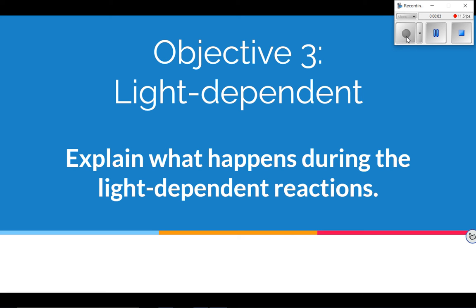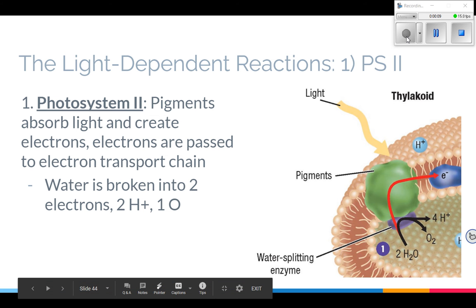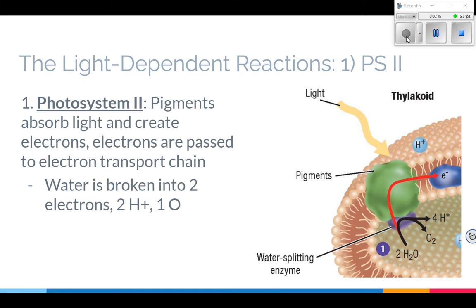Hi! Today we're going to talk about the light-dependent reactions, so step 1 of photosynthesis. And I'm going to break it down so we can consider it like 4 different steps with the main players. So the first thing that has to happen is that light is going to hit the plant, and the plant is able to absorb the light because it has pigments like chlorophyll.